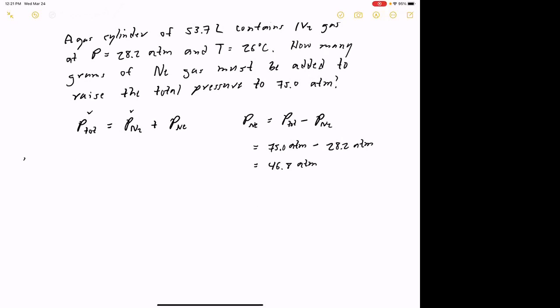So what's a go-to equation I could use for that? How about PV equals nRT, right? I've got everything I need. So what am I after? I'm after n, the number of moles of the gas, right? So n is going to be pressure times volume divided by R times T, PV over RT. All right, let's go ahead and add in what we have, and make sure our units are good. The pressure here is for the neon, that's what I'm after, so that's the 46.8 atmospheres, right?